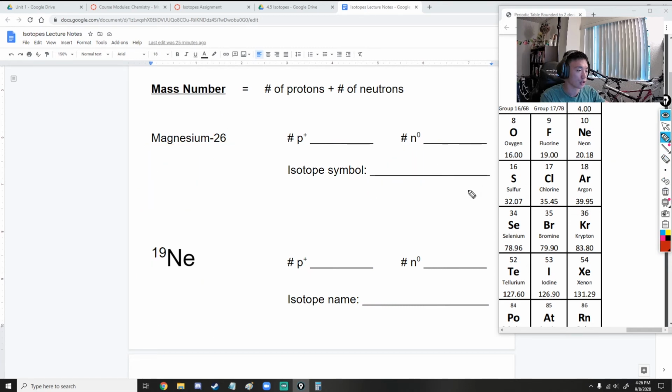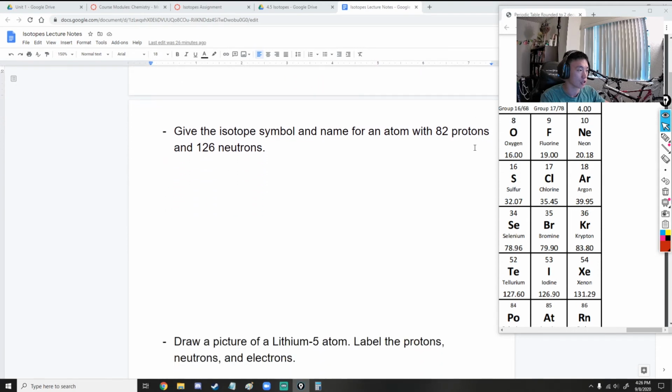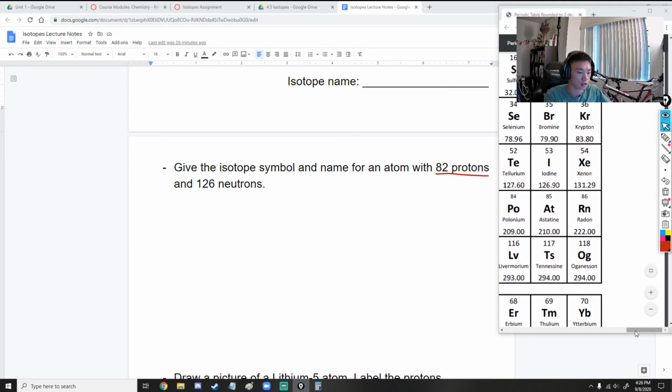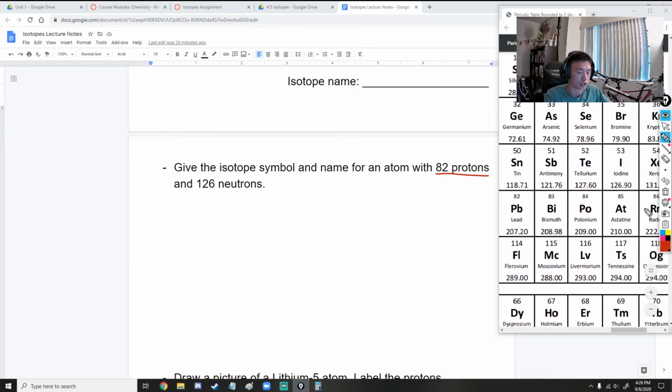All right, let's move on to a couple more problems that you'll see on your assignment. Okay, so here it's asking you to find the symbol and the name of the atom with 82 protons and 126 neutrons. Okay, so the numbers are a little bit bigger, but it's still basically the same thing. Okay, so if you notice, it has 82 protons. So all we need to do is go on the periodic table and look for the number 82 on the top of the box. All right, looks like we found it.